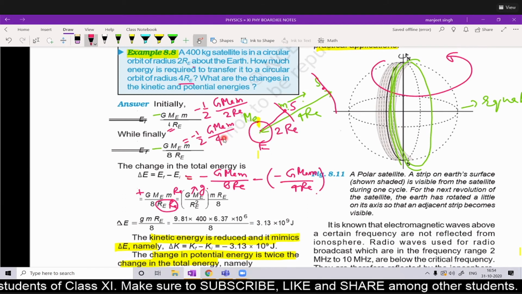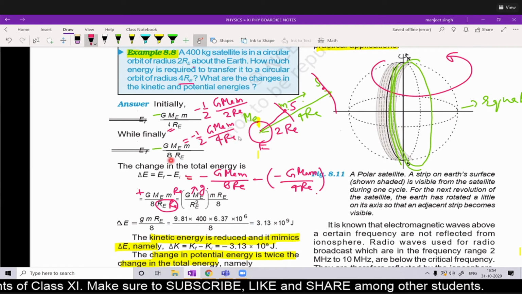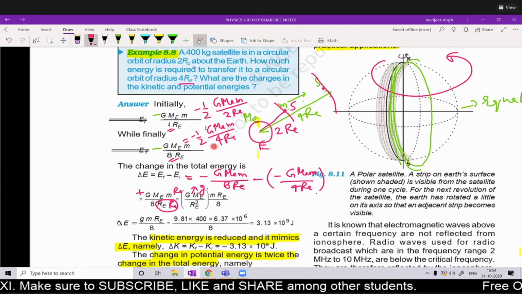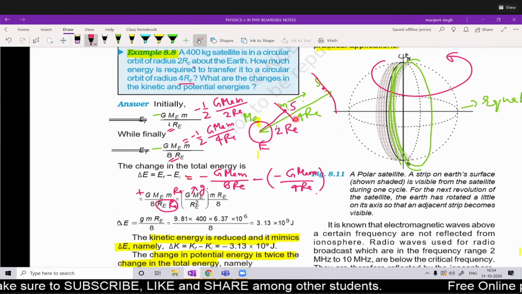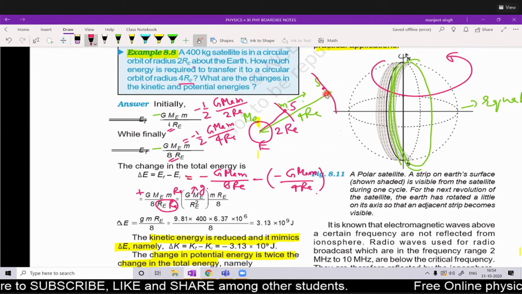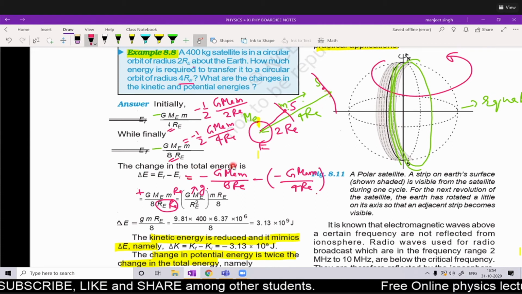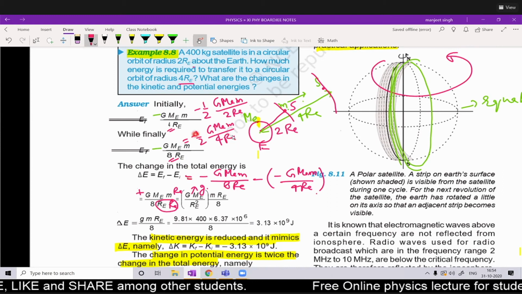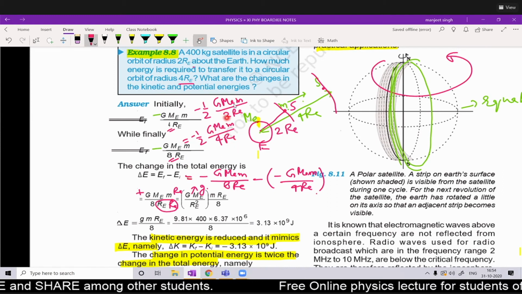So here it comes 4 RE. So it becomes 8 RE here. Okay. So initial and final energies are there. There's a difference of energy when it reaches from this point to this point. So what is the change in the total energy? Final minus initial. So final is this one and initial is this one.